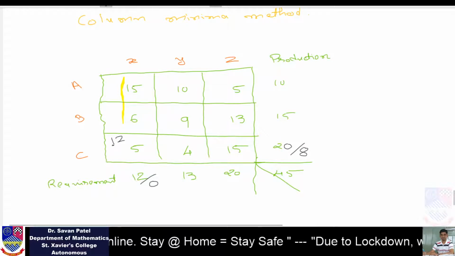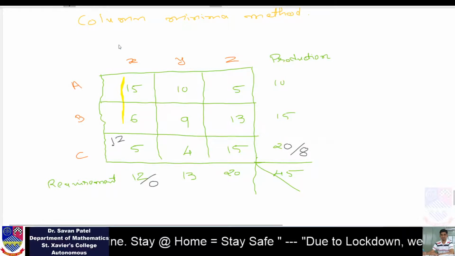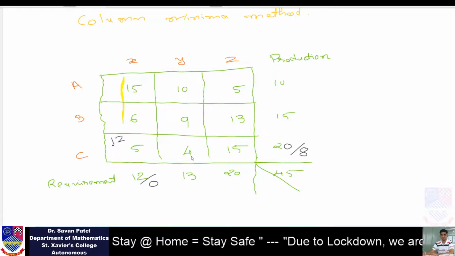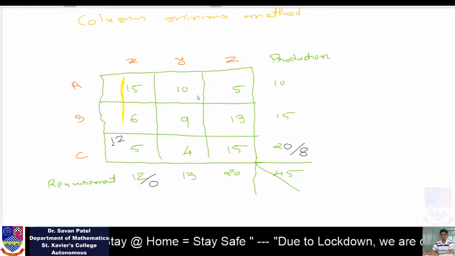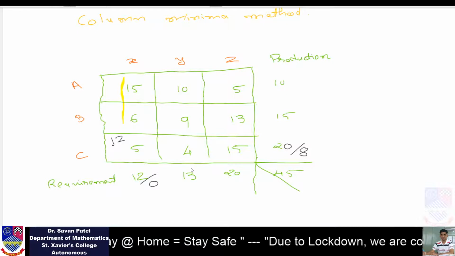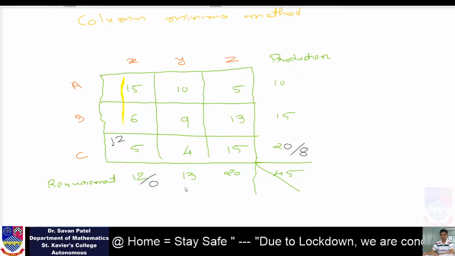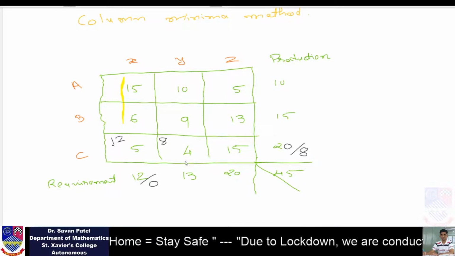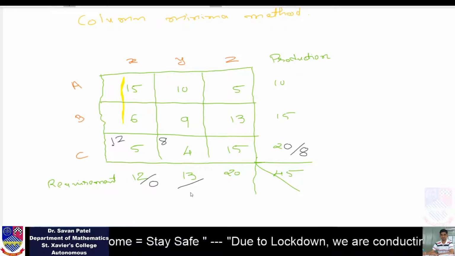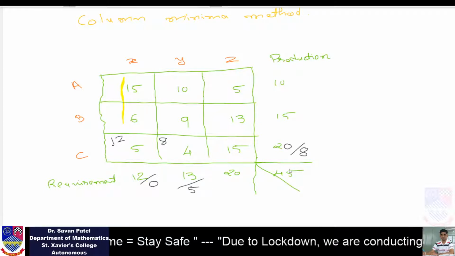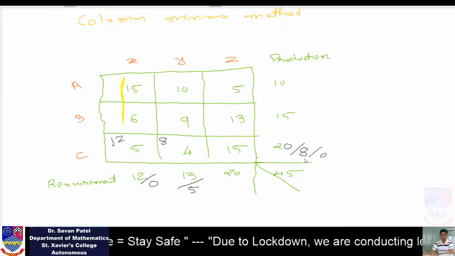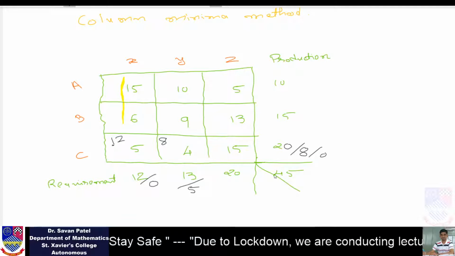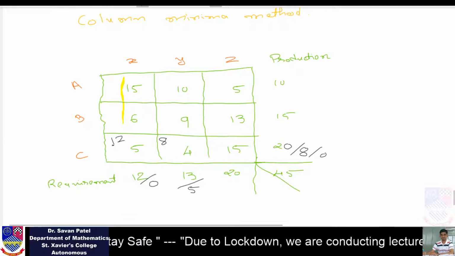Now we start with the remaining table. So this is our remaining table. Sorry, the first column is this. So here the minimum is 4. So at 4 the allocation is possible from 13 and 8. The minimum is 8, so we will allocate 8 here. So here we are left with 5 units, and here we are left with 0 units. So this row will be removed.